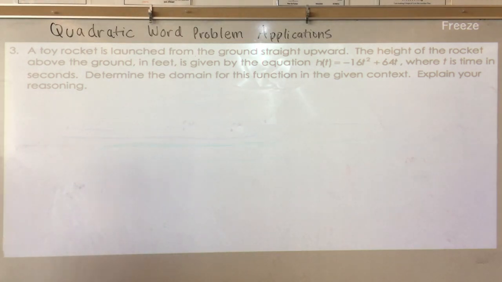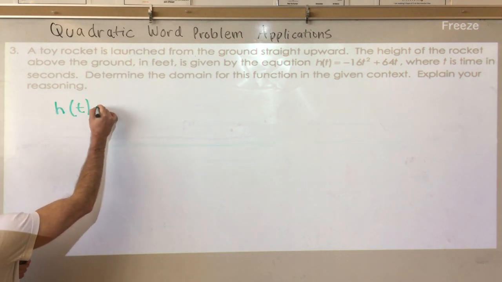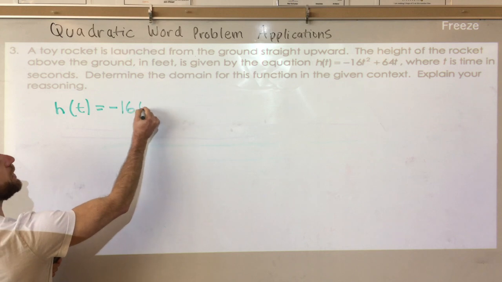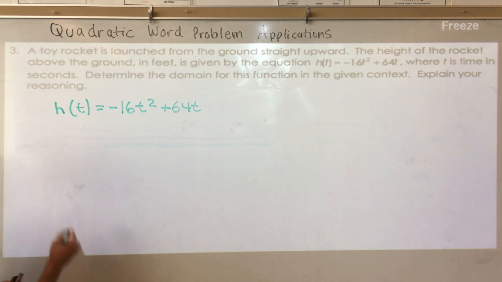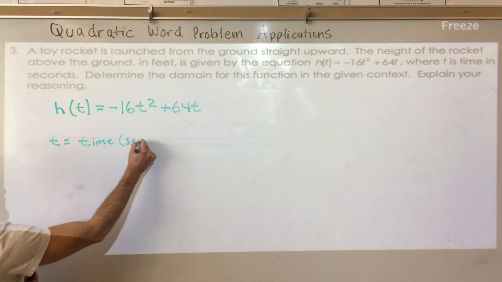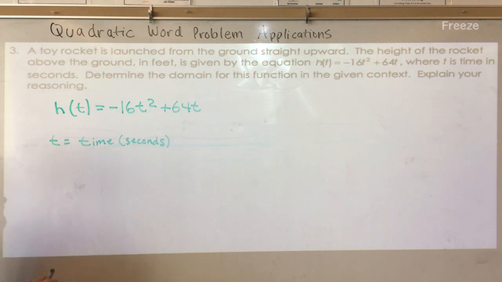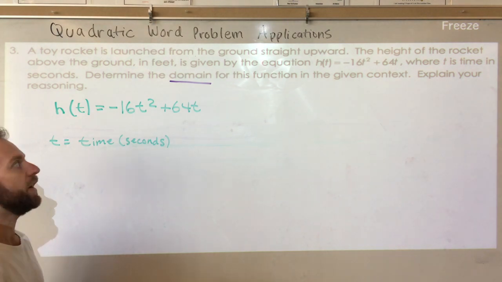So a toy rocket is launched from the ground straight upward. The height of the rocket above the ground in feet is given by the equation h of t equals negative 16t squared plus 64t, where t is the time in seconds. Determine the domain for this function in the given context. Explain your reasoning. So we need to remember that domain is a set of inputs, or x values.